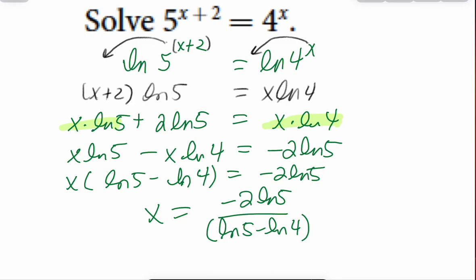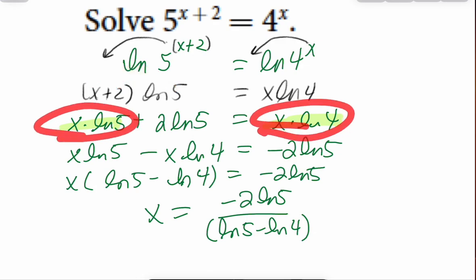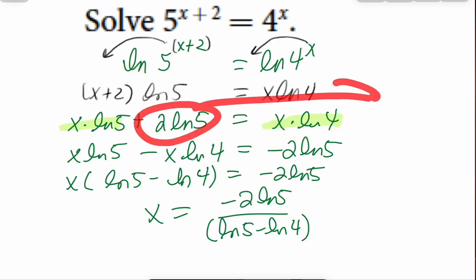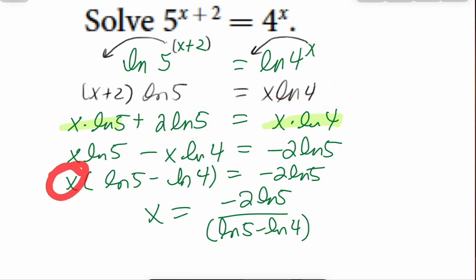Okay, so let's go over the process one more time. Any factors or powers that have more than one term, put them in parentheses. Drop them down in front. Distribute if you need to. Get the x's on one side, the non-x's to the other side. Factor out an x. Whatever's in parentheses, you divide off.